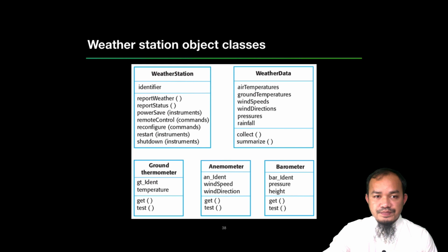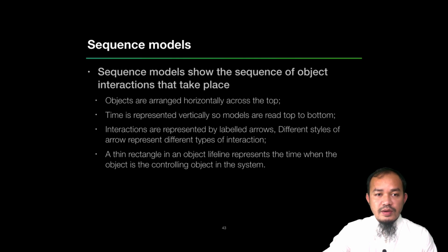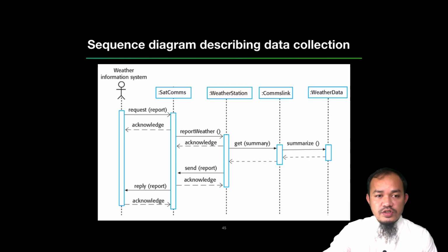They will use a method. The method used, for example, is that the weather information system requests a report from the satellite communication. Then the satellite communication will report the weather to the weather station object. Then it will get some summary from the communication link, and then we send a request to summarize from the weather data, and then it will reply back. You see this one.